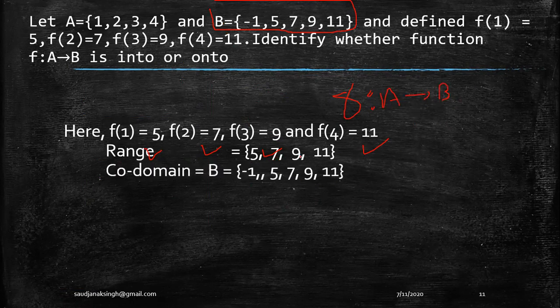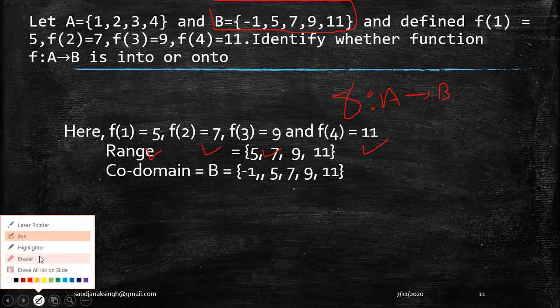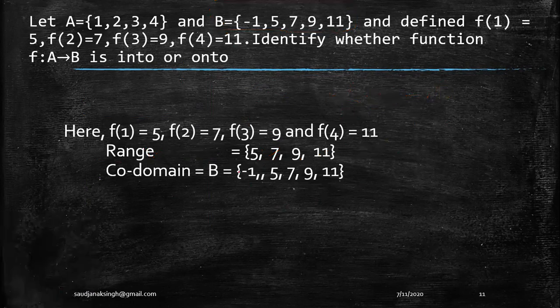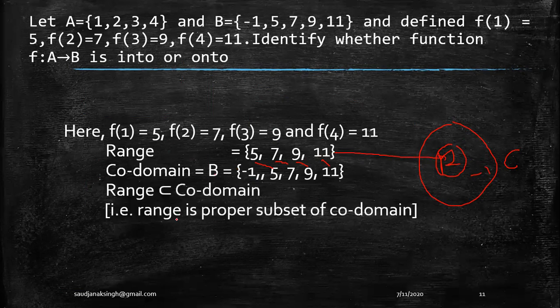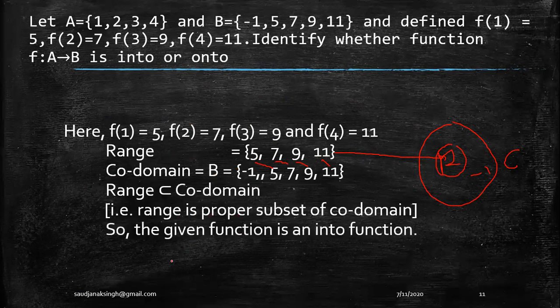5, 7, 9, 11 are all included in the codomain. 5 is here, 7 is here, 9 is here, and 11 is here. So the range is inside the codomain. Here are the other elements too, and the range is a subset. Subset means into. So this is an into function.